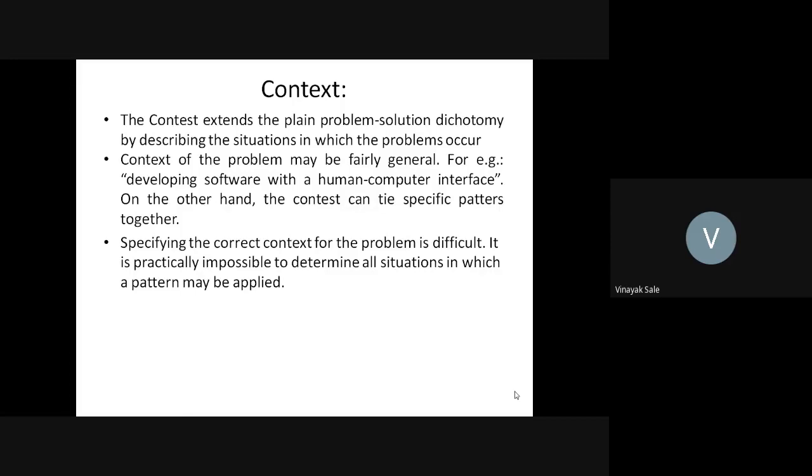Specifying the correct context for a problem is difficult. It is practically impossible to determine all situations in which a pattern may be applied. We cannot say. For example, we are studying in C language the for loop, while loop, do while loop. The same problem can be solved with the help of these three loops. So it is practically impossible to determine all situations in which a pattern may be applied.